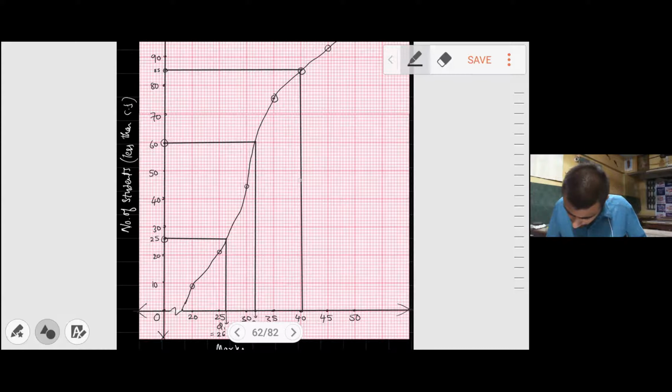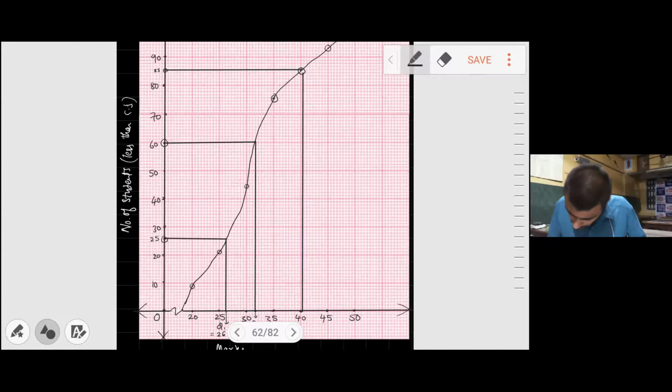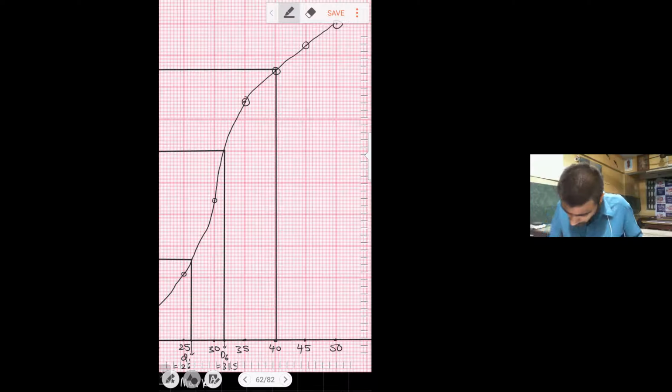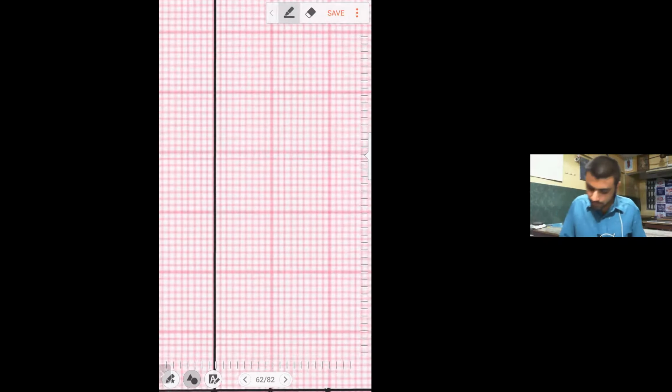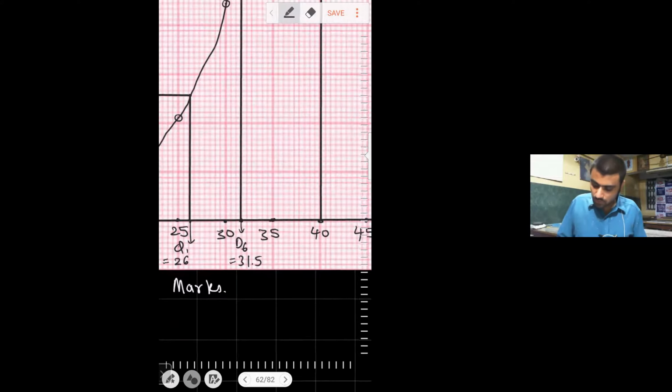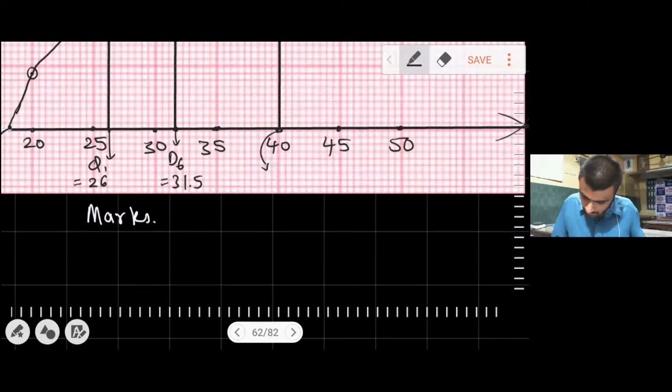So where I am exactly coming, here I am getting 40. If you have a straight line on it, you get a value there, 40. So students, take a note there, that is P85 is this 40 marks.